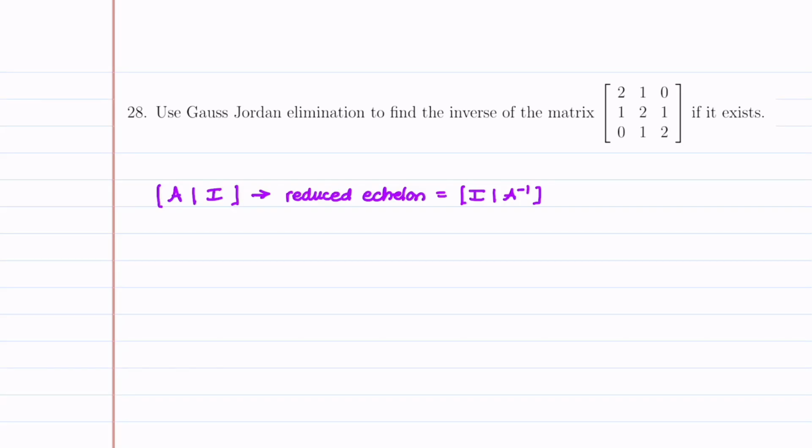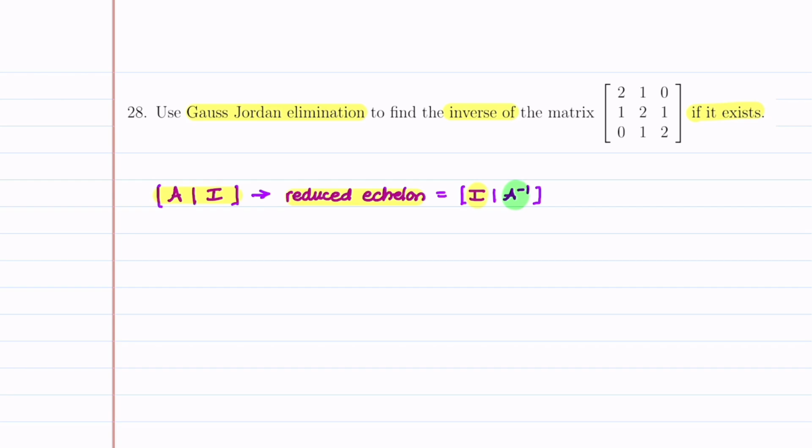In this problem, we're going to use Gauss-Jordan elimination to find the inverse of this matrix, if it exists. To do this problem, we're going to take our matrix A and we're going to augment it with the identity matrix. Then we're going to put these matrices in reduced echelon form. And what's going to happen is if our inverse exists, our A is going to reduce to our identity, and our identity is going to reduce to A inverse, which is going to be our answer.